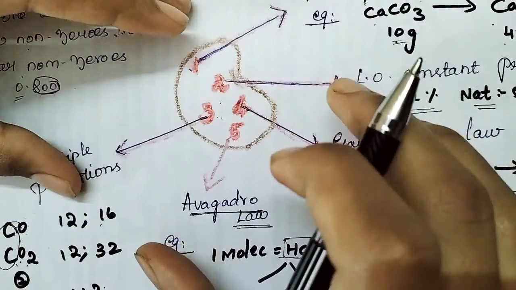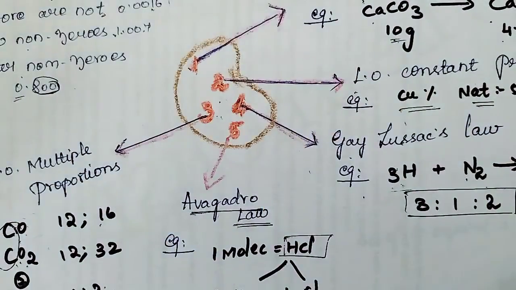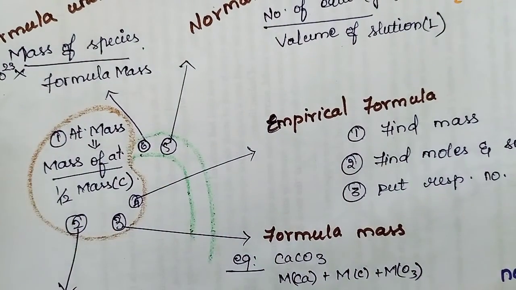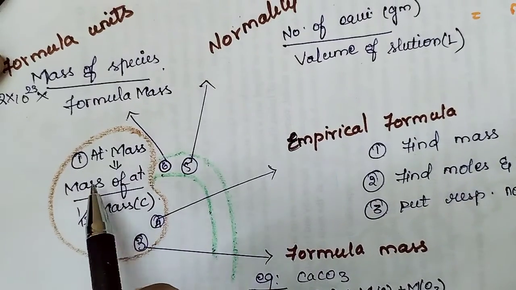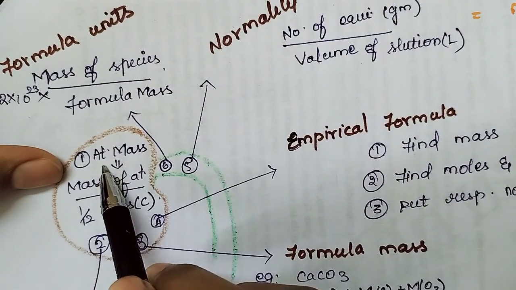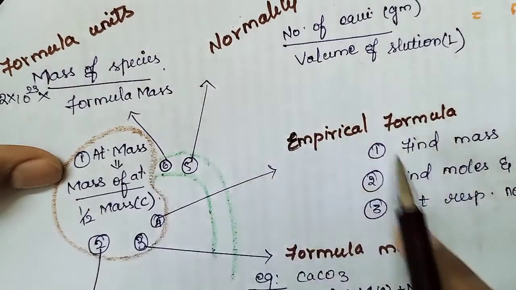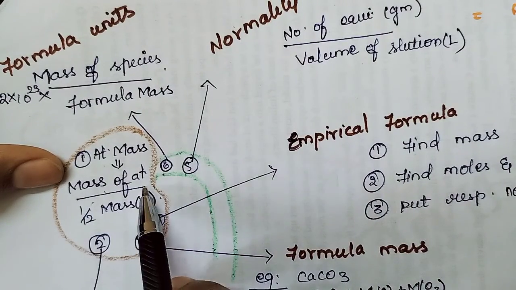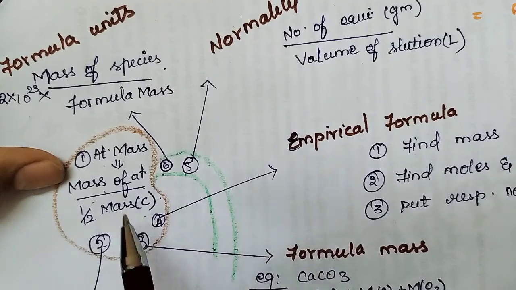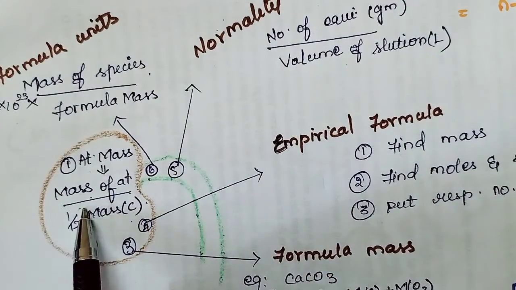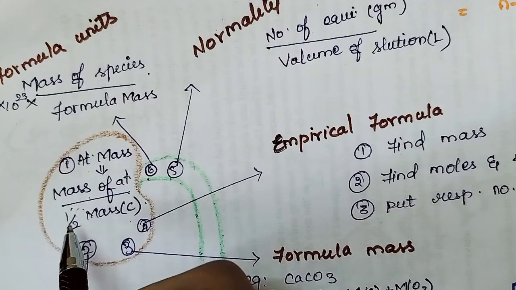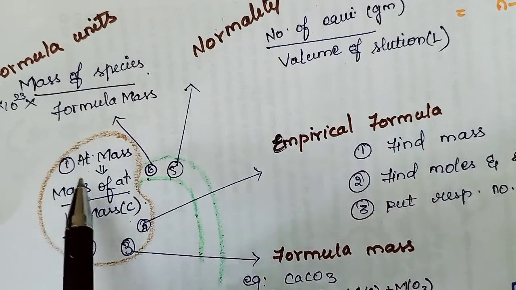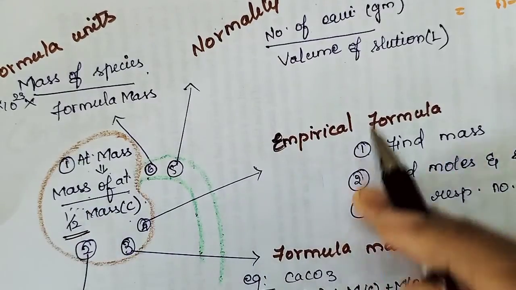So we have started with a seed. Now the seed starts to germinate. That is, we come to the second part of the lesson. The first component of this germinating seed is atomic mass. Atomic mass is calculated using this formula: mass of atom divided by 1/12 of the mass of carbon. Next, let's see how this is useful.